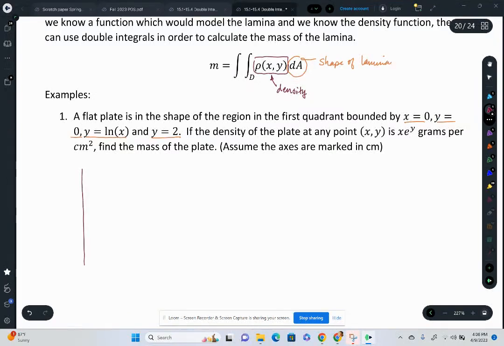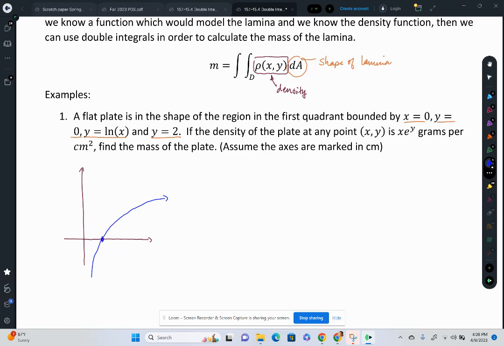So let's see. We draw ourselves a nice xy axis. We have x equals 0, that's the y-axis. y equals 0, that's the x-axis. y equals ln of x goes through (1, 0) at the very least. Below the x-axis, it heads down to negative infinity, and above the x-axis, it almost looks like a square root function, but not quite. All right, so that's our shape there.